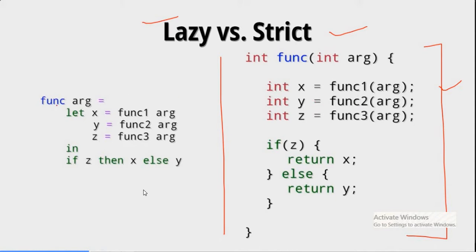And lazy means here like function argument is equal to let x is equal to function argument, that kind of thing. Actually Haskell follows the lazy approach. Later I will show you some examples. If you have some doubt, these things will be clear at that time.